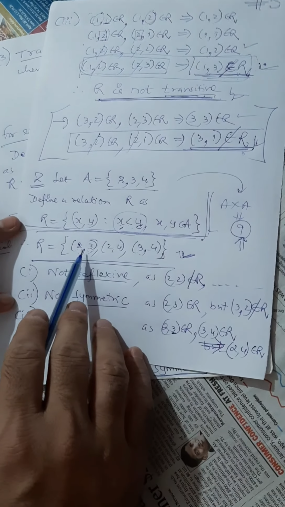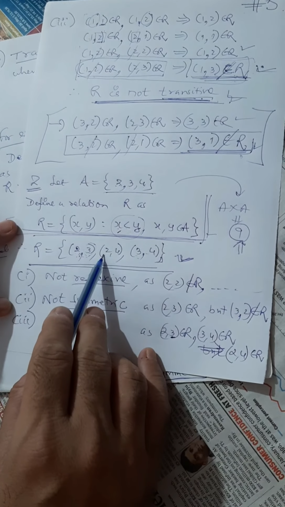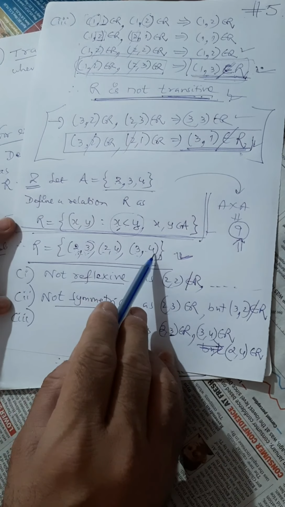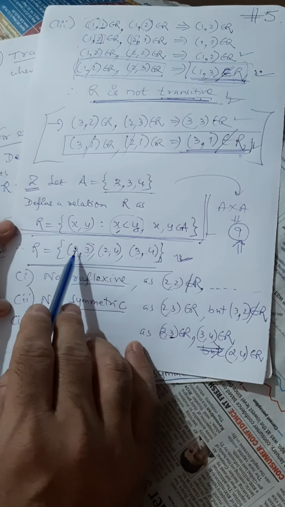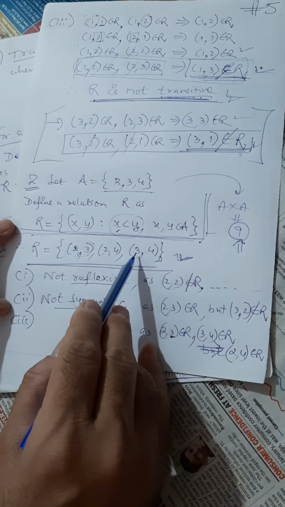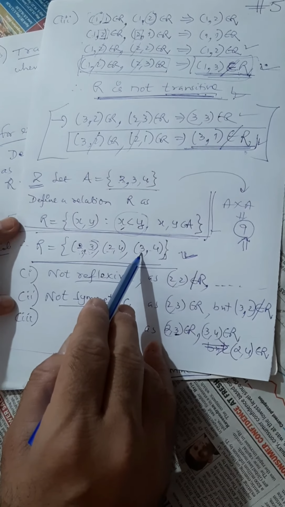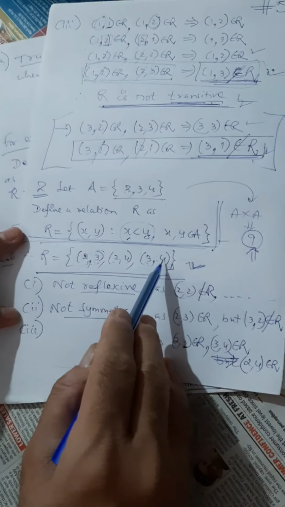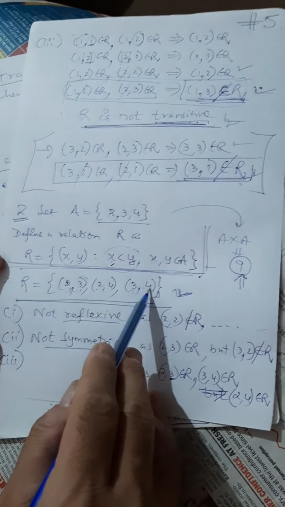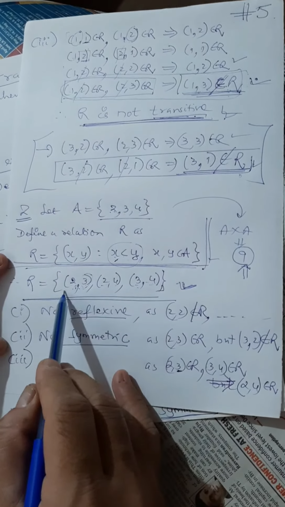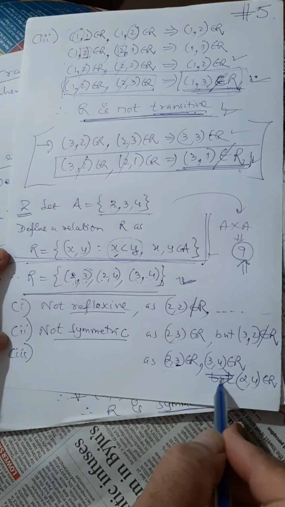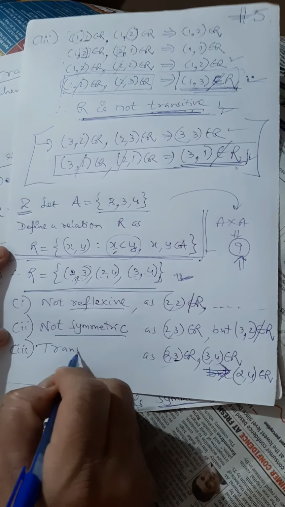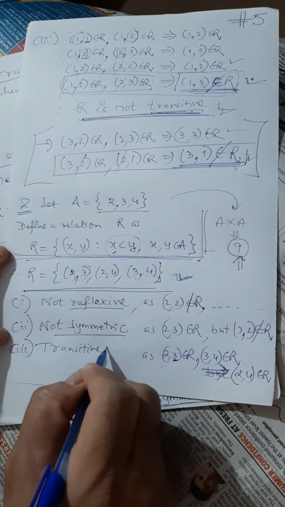Now go to this: 2, 4 is there. Do you have any ordered pairs having 4 at the first place? No. So no need to check for this. Go for this, 3, 4. Do you have any ordered pairs having 4 at the first place? No. So here there is only one ordered pair for which this condition is true. Therefore it is a transitive relation.